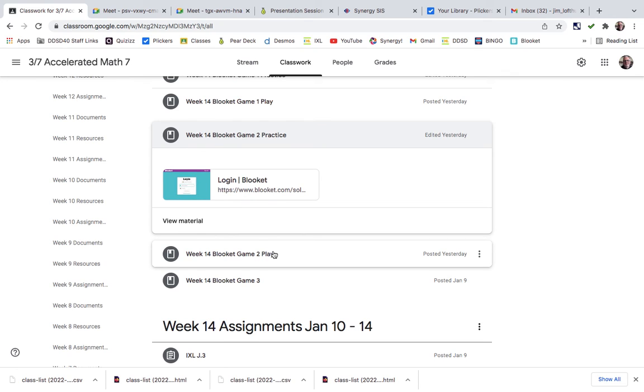And that is a recap for Tuesday, January 11th.